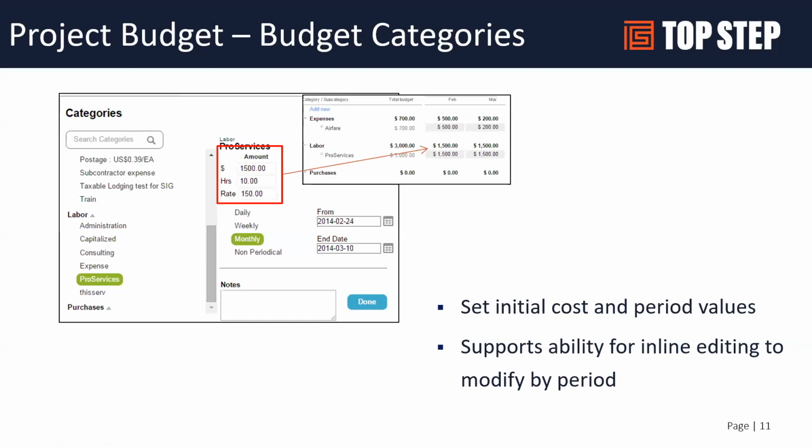You'll see here in this screenshot, you can set your initial costs, you can set your initial period values, and it does allow inline editing. So as you're modifying the costs or you're updating your costs, you can go in and inline edit those across multiple months, and that's very user friendly, being able to edit those costs and control what periods you think they're going to hit, and can be very beneficial.